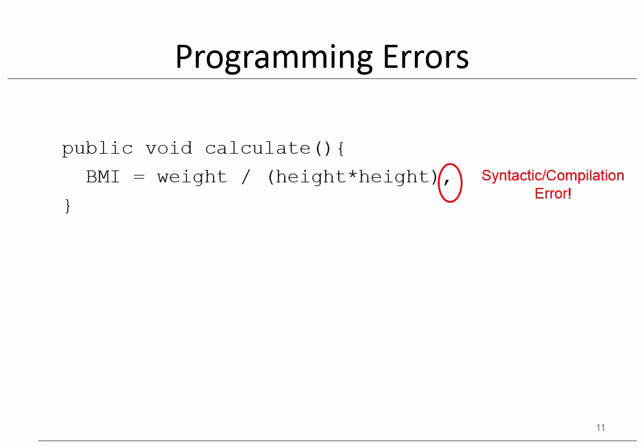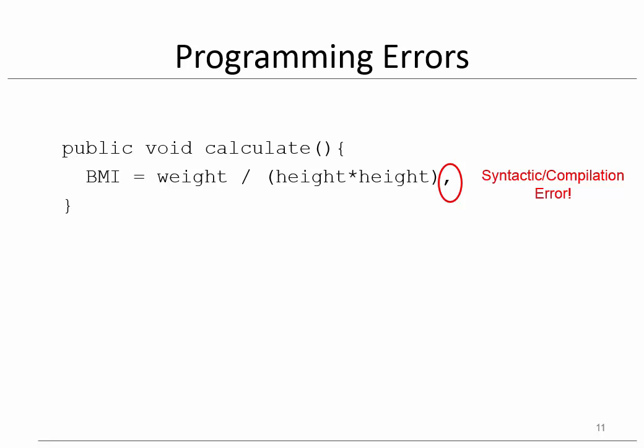Here you can see an example of a syntax or a compilation error. So we have a method, calculate. Remember, this was one of the methods of our BMI class. And the purpose of this method is to calculate the BMI. It is calculated as the weight divided by the height times the height. Now, one of the syntax rules in Java states that every statement should end with a semicolon. What we see here in this example is that it ends with a comma instead of a semicolon.